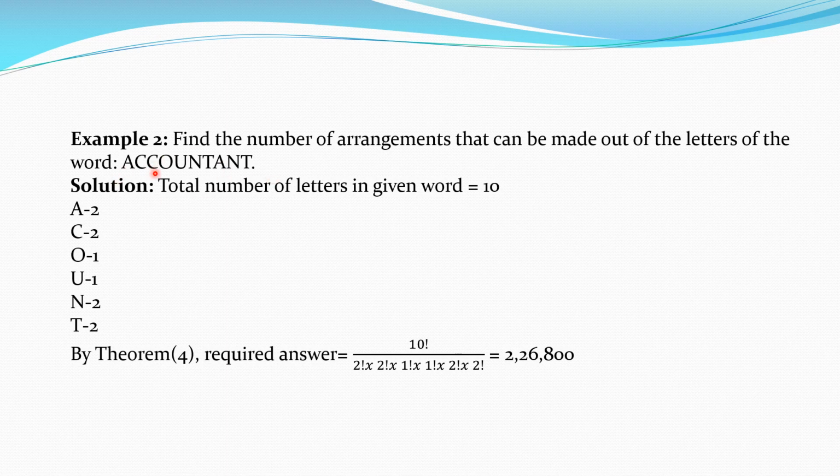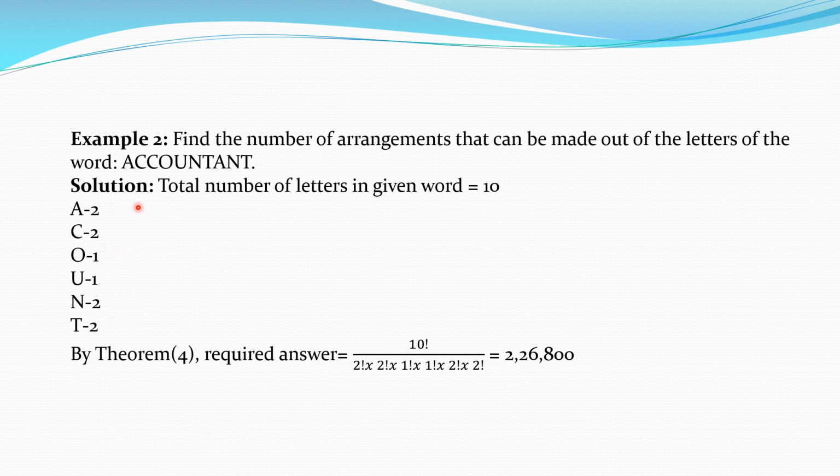Now here in the word accountant, total 10 letters are there. Now if these 10 letters were distinct, then in that case total number of arrangements are easy. It can be done in 10P10, that is 10 factorial ways. But it depends on whether the letters are repeated or distinct. Now in case of accountant, letters are not distinct. So count each type of letter, how many times it is appearing. Now here A is appearing 2 times, C 2 times, O 1, U 1, N 2 times, and T 2 times. So in this way, actually there are 6 different letters.